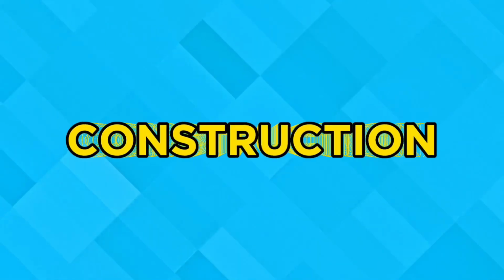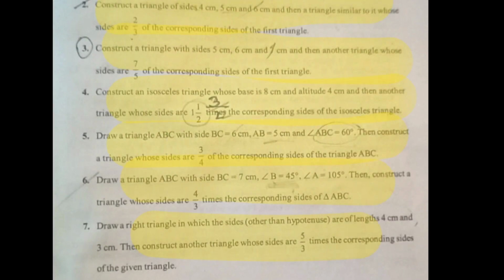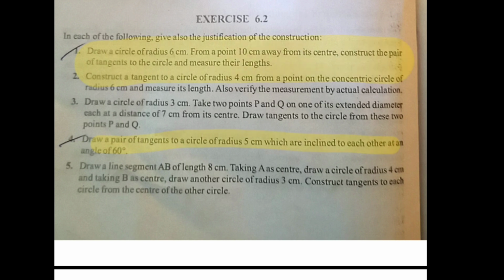If you are thorough with all these questions, you are good to go to the next lesson. Then construction. From this chapter you will be asked questions from 6.1, which will come for 3 marks. Exercise 6.2. From this you study the first one, second one and fourth one.